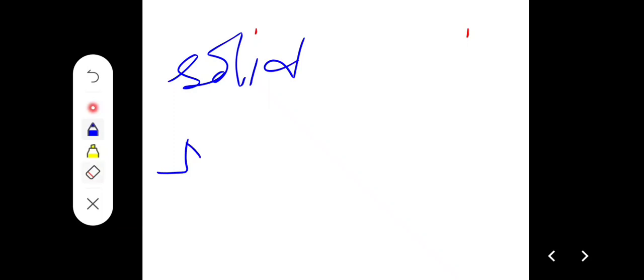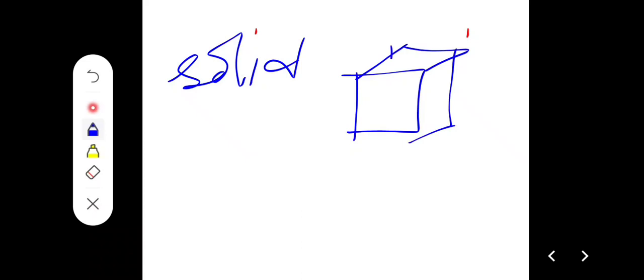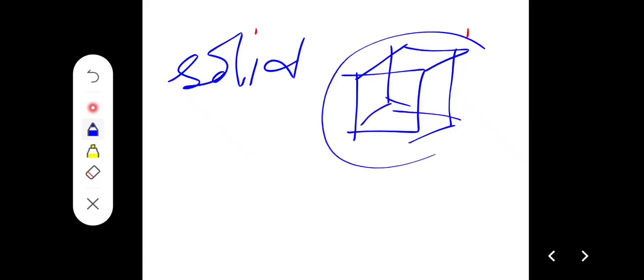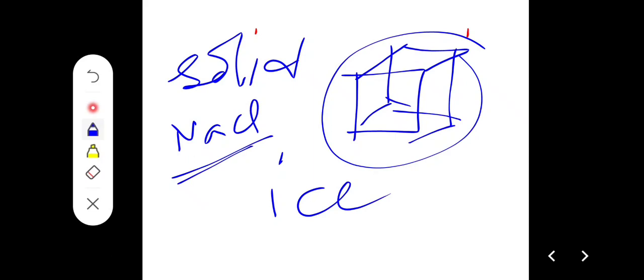Now we consider examples. If we give an example, it should be clear. For example, solid: as we know, ice should be solid state. Okay, ice should be solid state. We can know that NaCl crystals are also solid. Okay, so many are there.